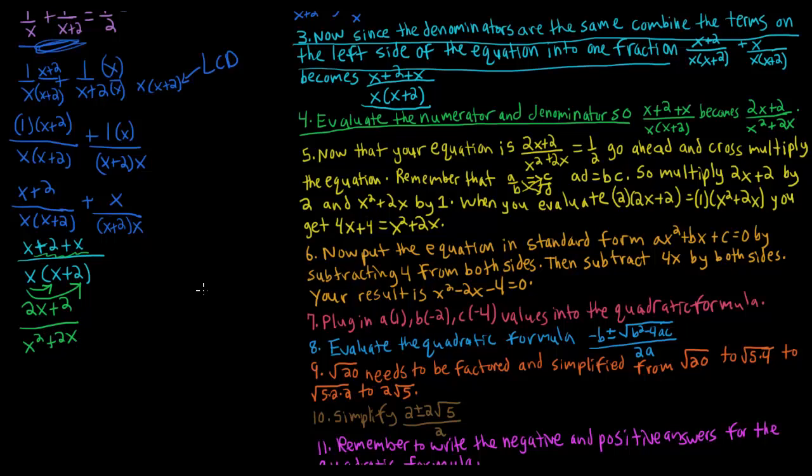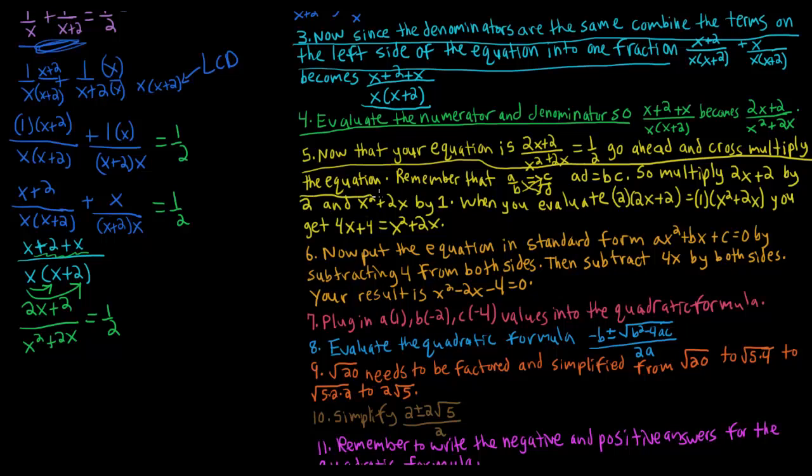Now our equation is 2x plus 2 over x squared plus 2x equals 1/2, because we shouldn't forget that this whole time the equation was equal to 1/2. We were just ignoring the term on the right side of the equation. But now we're going to move to step 5 and take a look at the right side of the equation. Now that your equation is 2x plus 2 over x squared plus 2x equals 1/2, go ahead and cross multiply the equation.